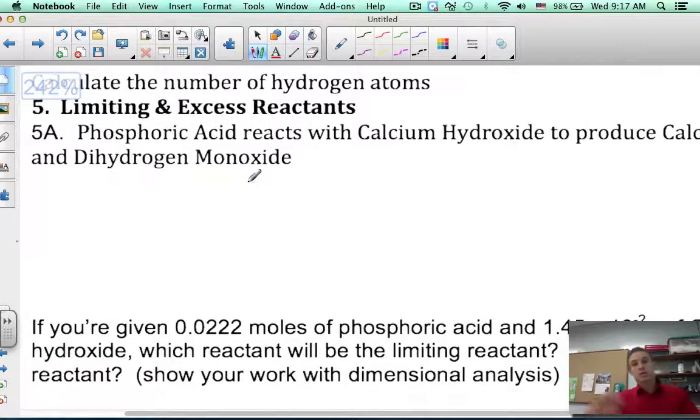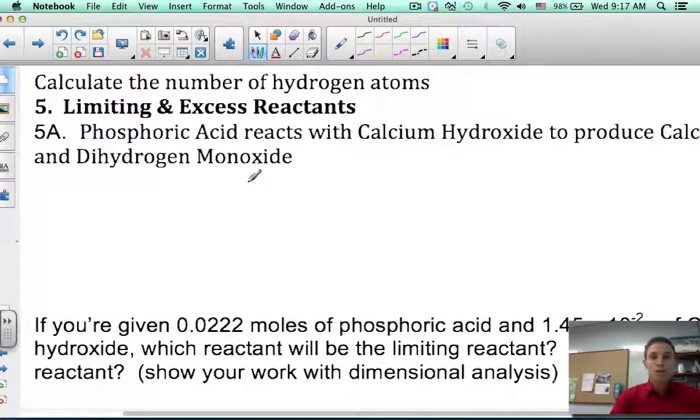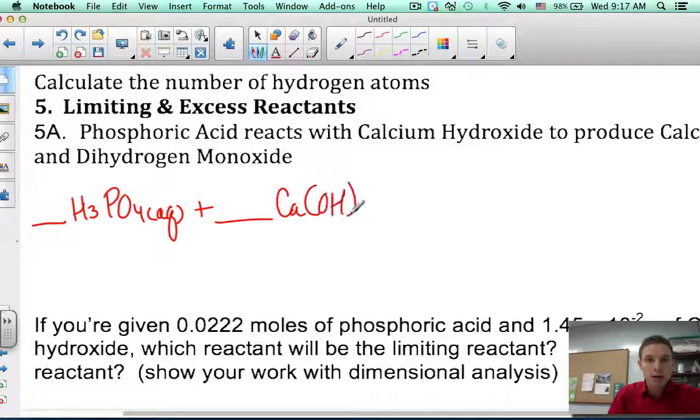Limiting and excess reactants. Now these are a bit harder. So here we go. Phosphoric acid reacts with calcium hydroxide to produce calcium phosphate and dihydrogen monoxide. This is an acid-base reaction. So phosphoric acid is H3PO4, which is aqueous because it's an acid. It reacts with calcium hydroxide after I balance everything out, which I can also make into an aqueous solution. And what I get is a salt and water.